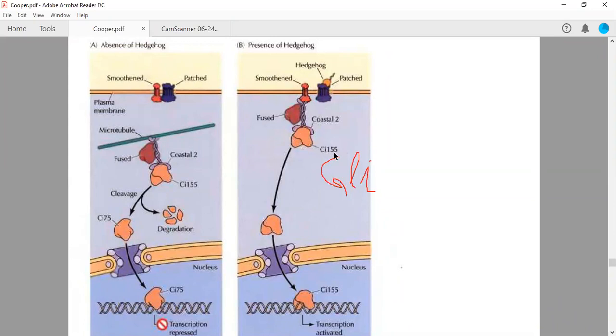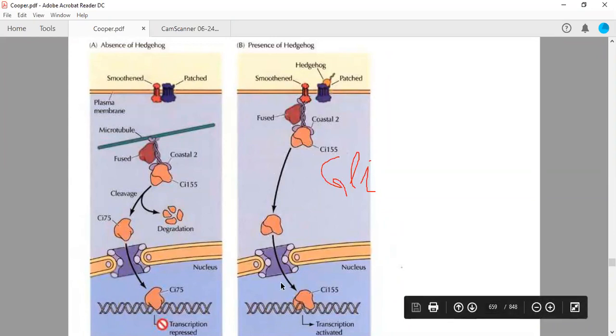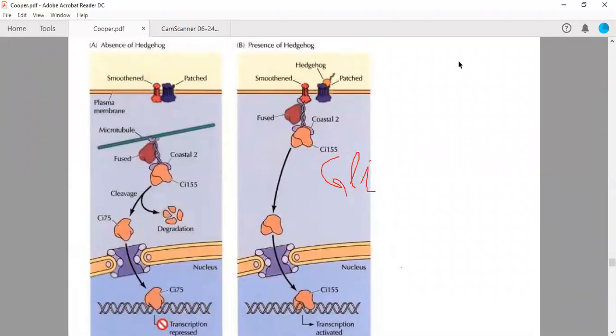Then CI-155 in Drosophila or GLI in humans will move inside the nucleus through the nuclear pore complex and will activate the transcription of certain genes. Remember, if the complete intact protein goes inside the nucleus, it will activate transcription, whereas if it is degraded and only one subunit, CI-75, goes inside the nucleus, it will repress the genes which are under the direct control of this protein. This is very important and very easy too. I hope this is clear.